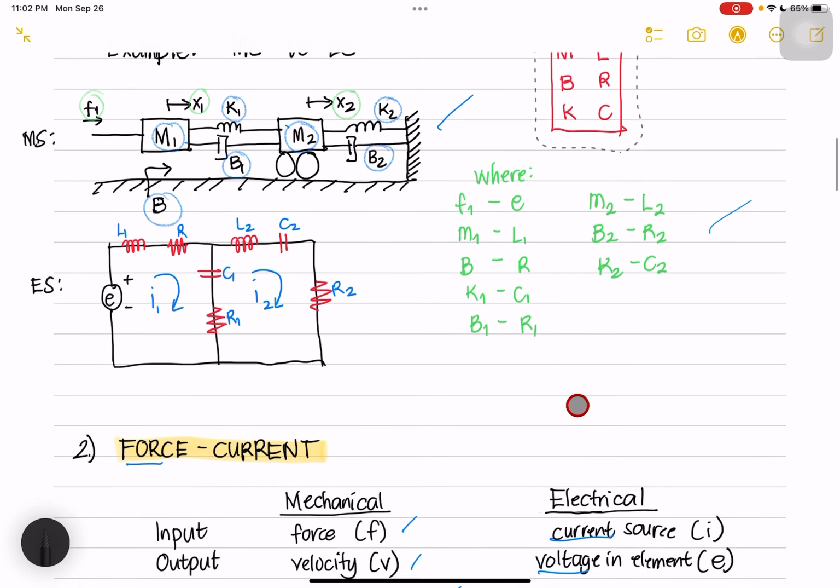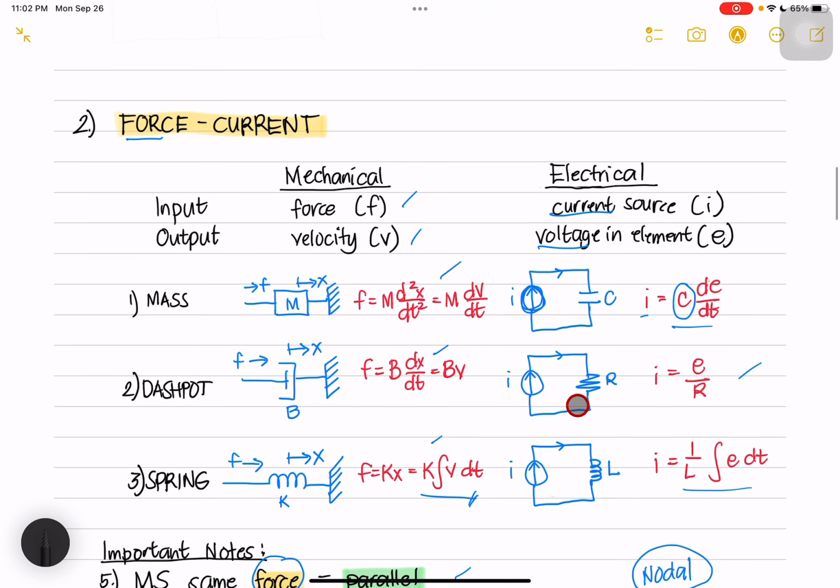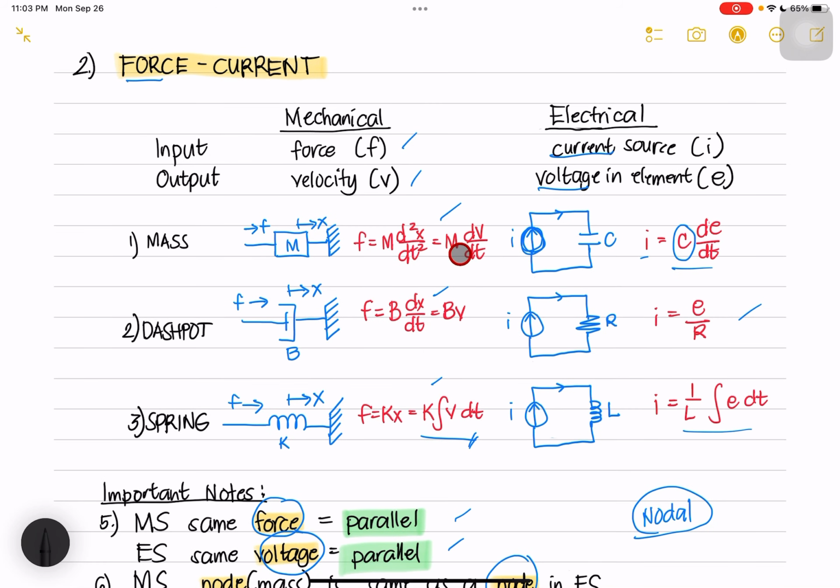Understood? So, again, this is a translational system. We will convert the force to current in the electrical system. Meaning, force is the input and then current is the input, so we have the current source. And then, the output is the same, velocity, but the output in the electrical system will be voltage in the element. This formula is just the same as in the first one. We just derive the formula so that it will have the variable velocity.